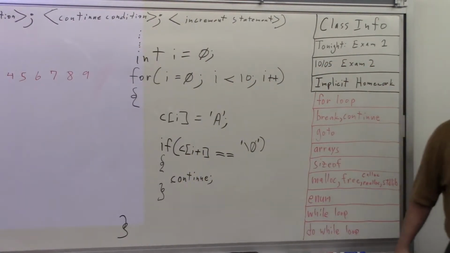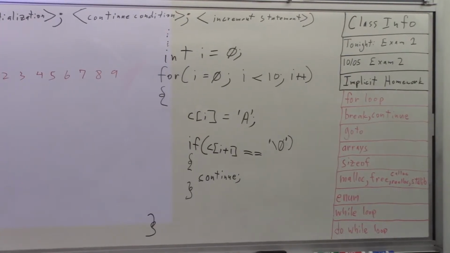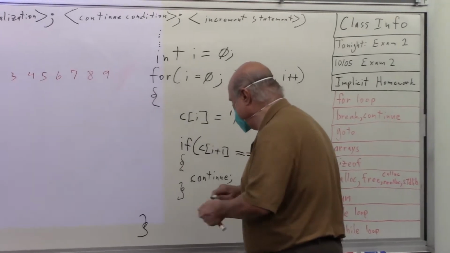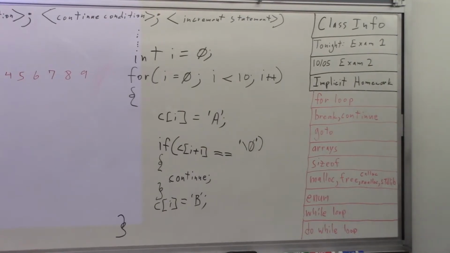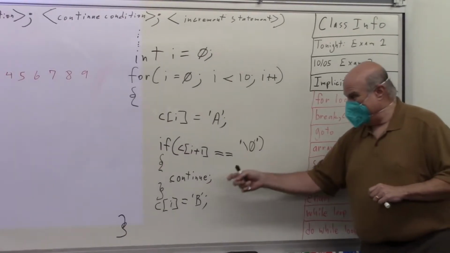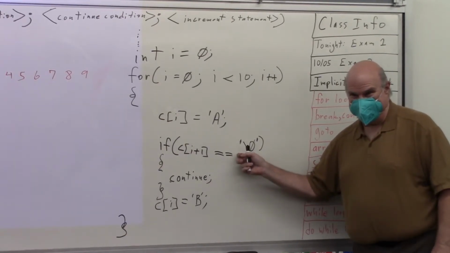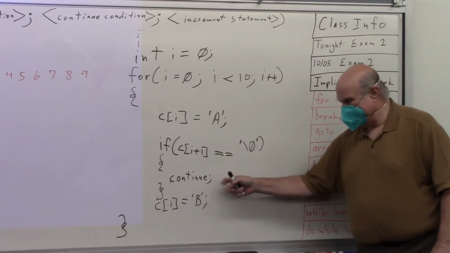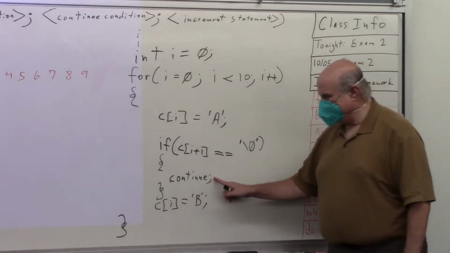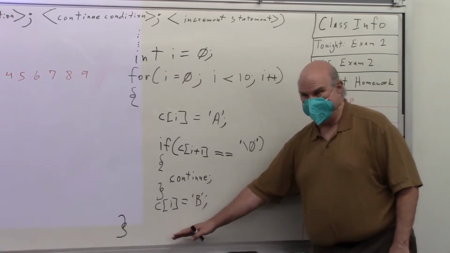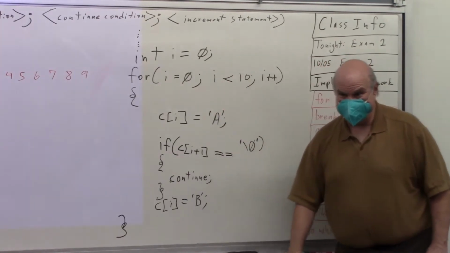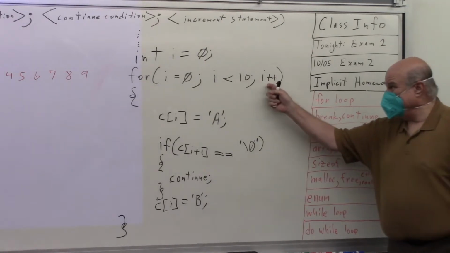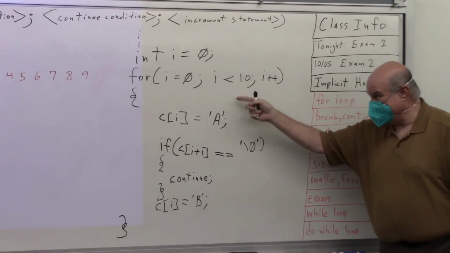What do you think the word continue does? Okay, let me add to this program. Suppose I add to this program after that if statement, I add C sub I gets B instead of A. Now, if I encounter the null character, what does this continue do? It continues the loop. It skips whatever is below it and goes right back up to the top of the loop, which executes the condition test, executes the increment, and then continues on.